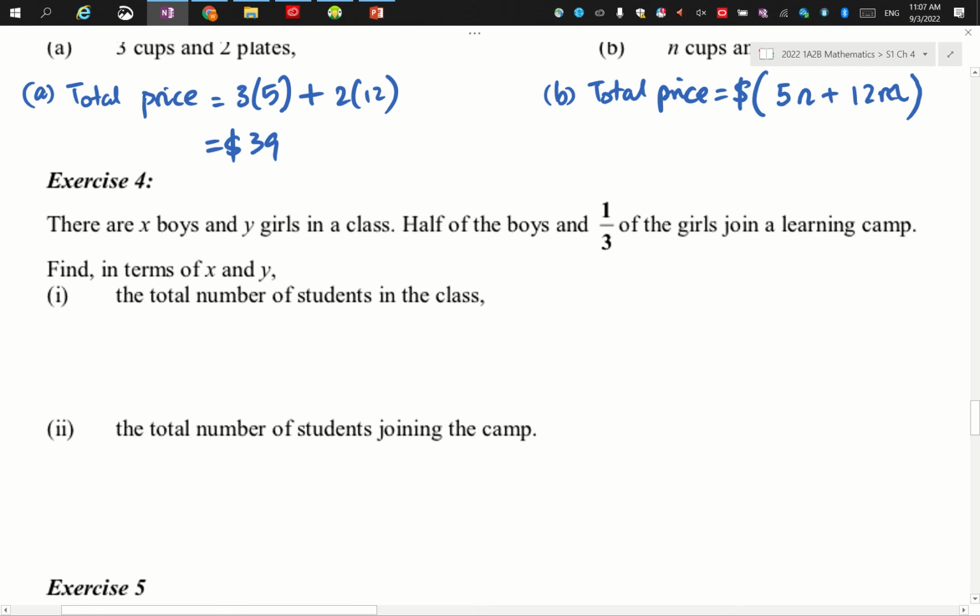But we know that half of the boys and 1/3 of the girls join the learning camp. Not every boy, not every girl. Just half of the boys and 1/3 of the girls, they join this camp. So find the total number of students in the class. To answer part 1, this is irrelevant. The number joining the camp, irrelevant. Just want total, alright?